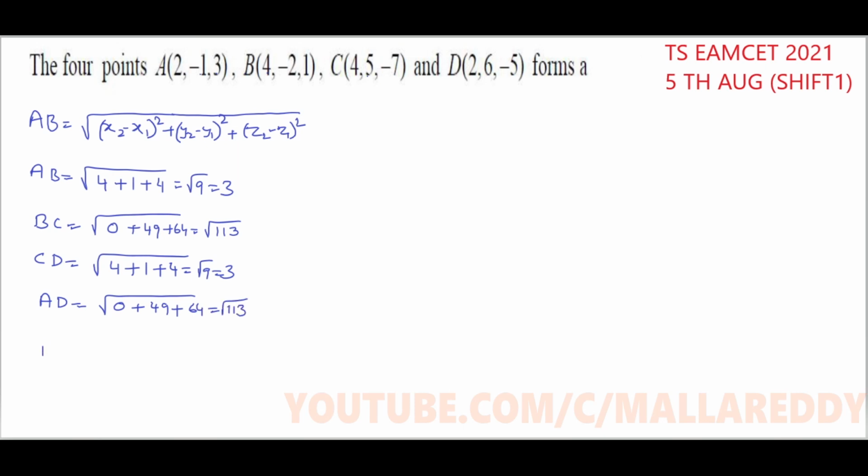From this, opposite sides are equal, that is AB is equal to CD is equal to 3, and BC is equal to AD is equal to root 113. Here opposite sides are equal. Now we find the diagonals AC. AC is equal to under root of 4 minus 2 whole square, 4, 5 plus 1 whole square, 6 square, 36, plus minus 7 minus 3, minus 10 whole square, 100, that is equal to root 140.